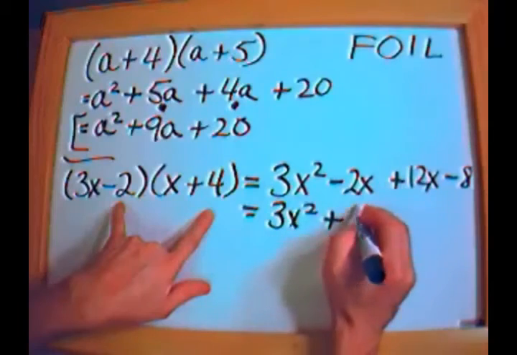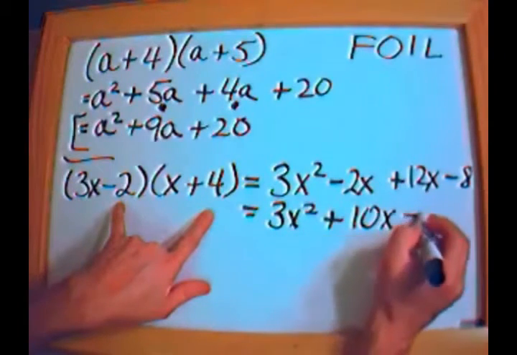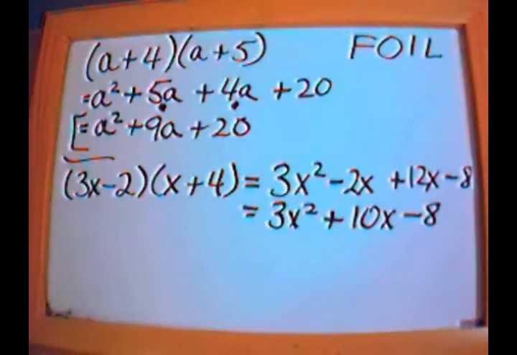It's kind of like 12 minus 2, which is 10x. And then the minus 8 just comes along for the ride. And that's the answer. So forward, outside, inside, last.